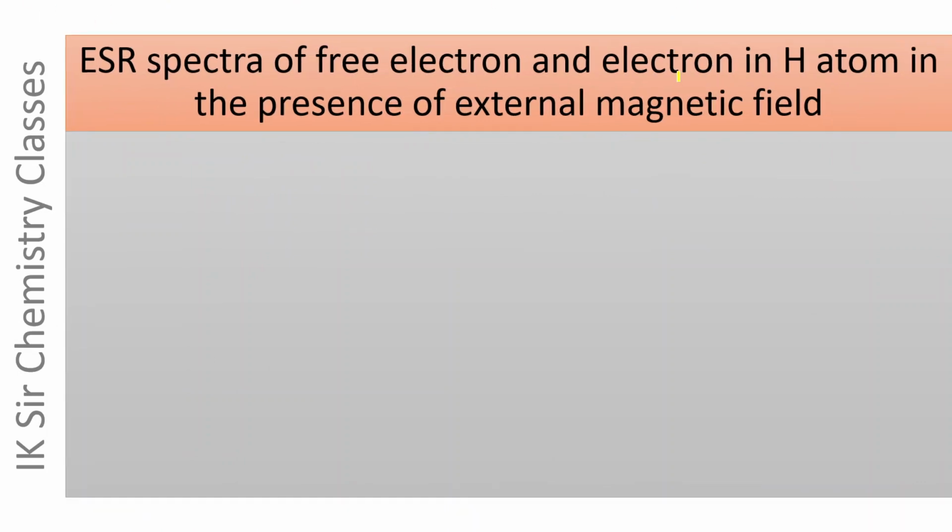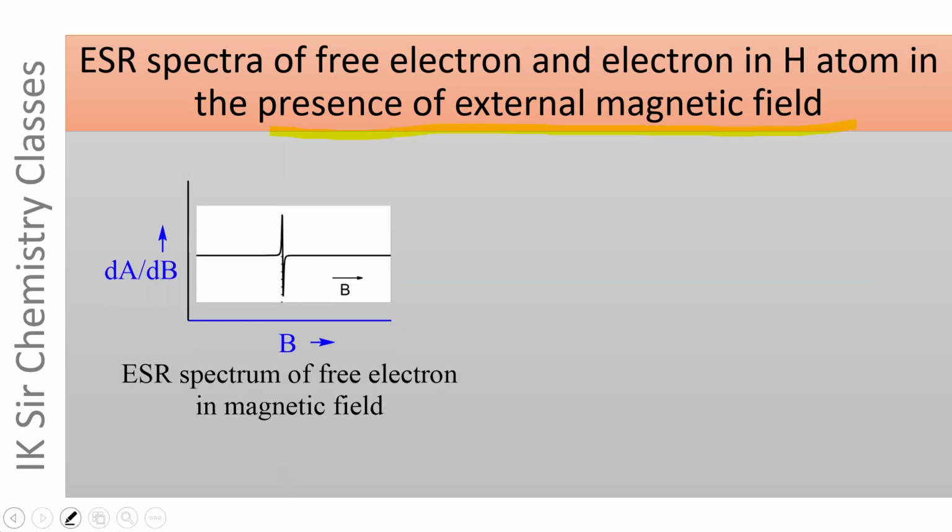ESR spectra of free electron and hydrogen atom in the presence of external magnetic field. This is the ESR spectrum of free electron in magnetic field of strength B, which is increasing in this direction. If dA by dB is plotted against B, a single signal for free electron is obtained. This is a single signal for free electron in an external magnetic field.